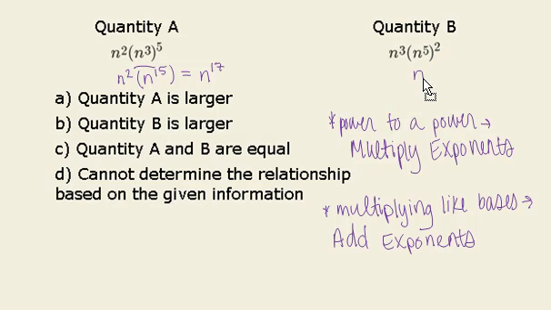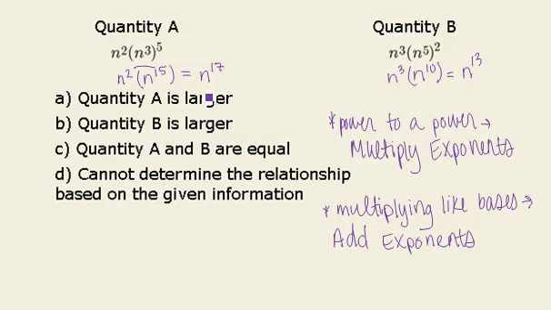Now, using these same two rules on quantity B, we'll start with n to the fifth raised to the second power, which is n to the 10th. That is still being multiplied by n to the third. So when we multiply like bases, we add those exponents, giving us n to the 13th.